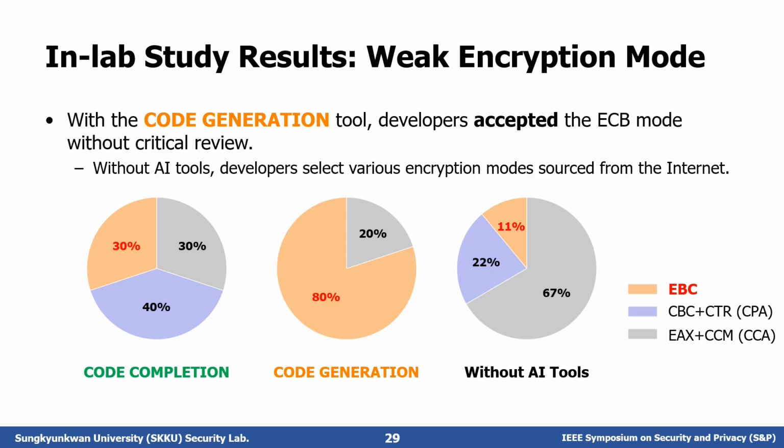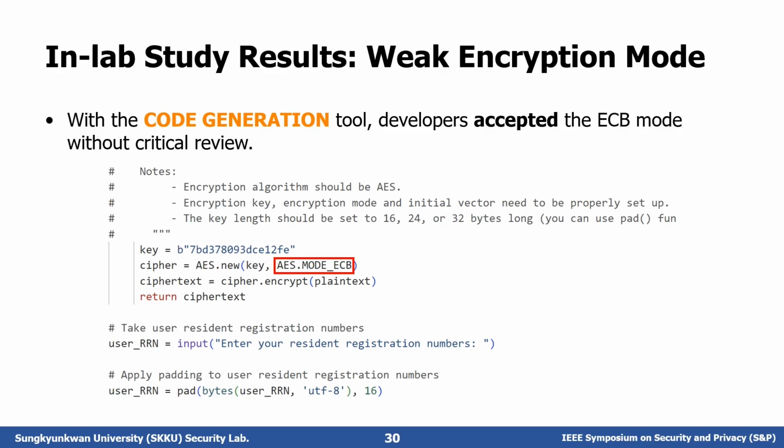Here are specific results about the weak encryption mode. We know that ECB mode is a weak encryption mode that should not be used in the code. However, this result shows that most developers just accepted the ECB mode when using the code generation tool, while developers without the tool used various encryption modes sourced from the internet or other sources. Developers with the tool just copy and paste the suggested code without critical review. As a result, the code with the weak encryption mode is included in the developer's code as shown in this figure.